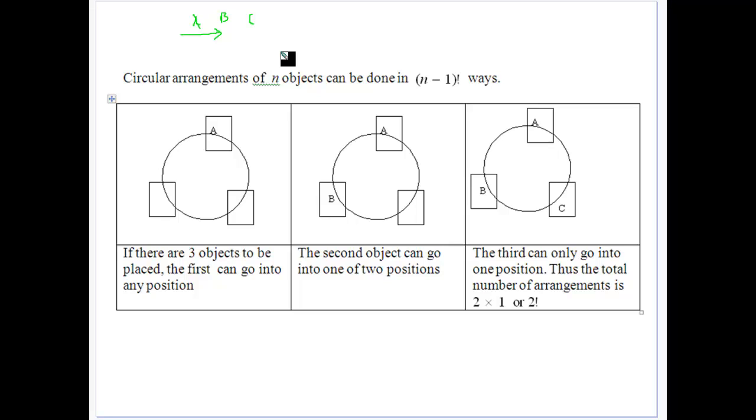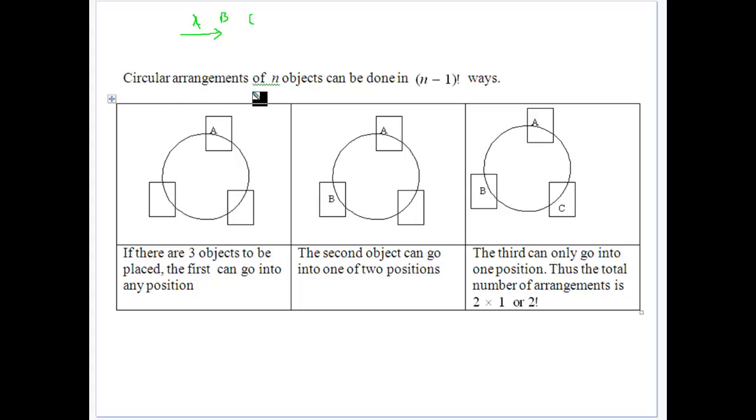Even when we talked about the horse racing, like first, second, third, or choosing first, second, third in a class, or maybe picking a class captain and a vice captain, order mattered. That was the important part. But what if we wanted to put things in a circle? It sort of changes a little bit.